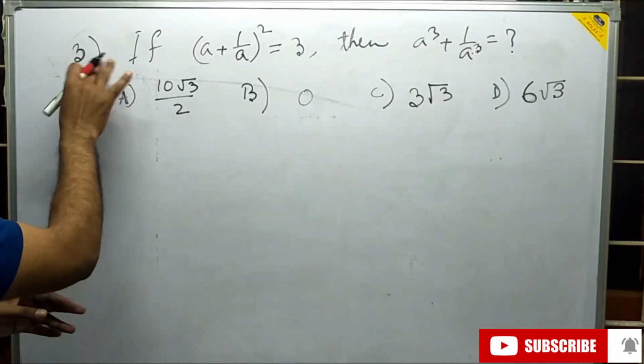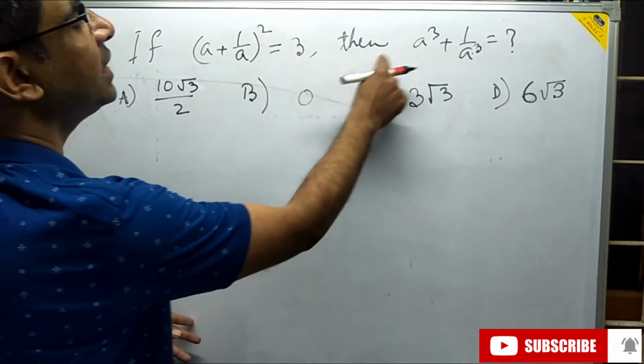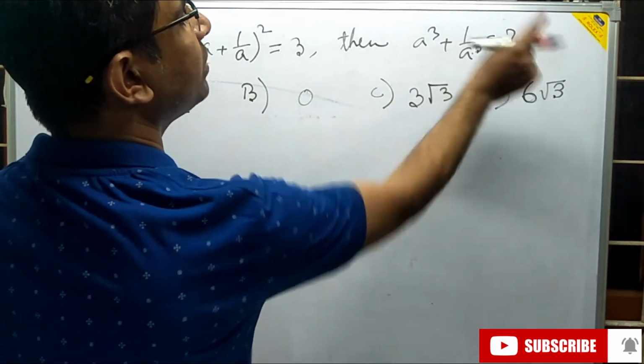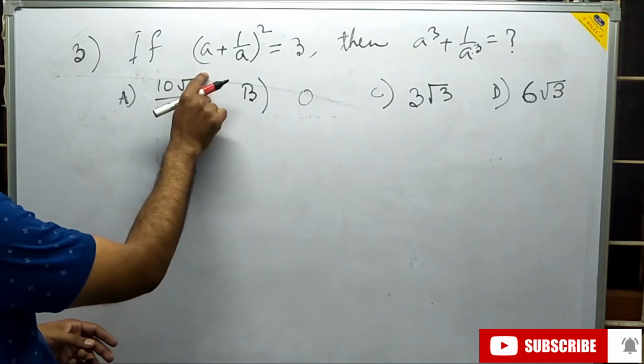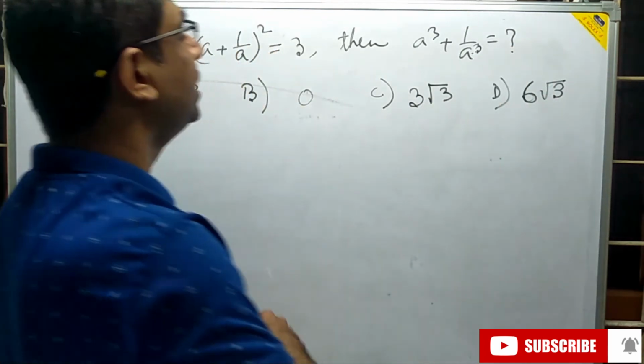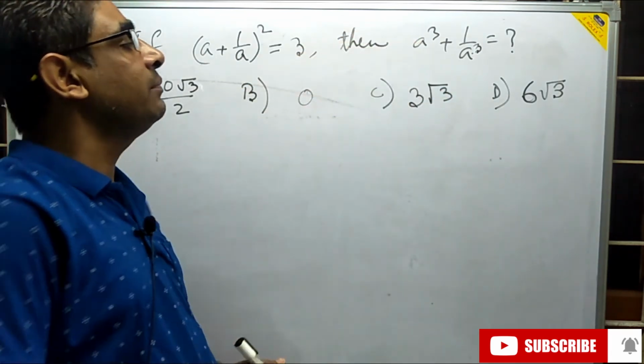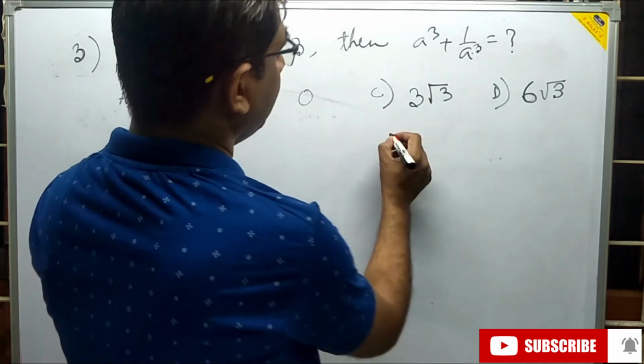Now the third question is, if a plus 1 by a whole square equal to 3, then a cube plus 1 by a cube is equal to what? Options are given: 10 root over 3 by 2, 0, 3 root 3, 6 root 3. These four options are given. Again I want to explain some identity for cube.